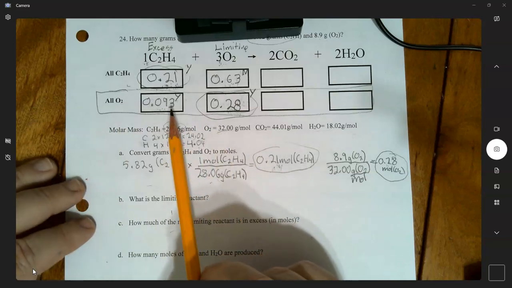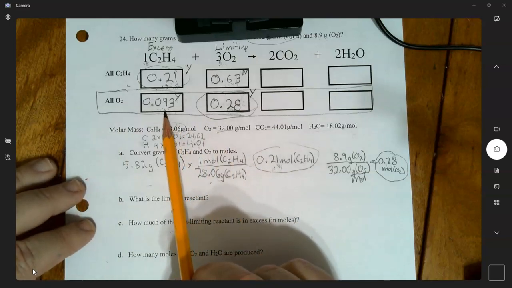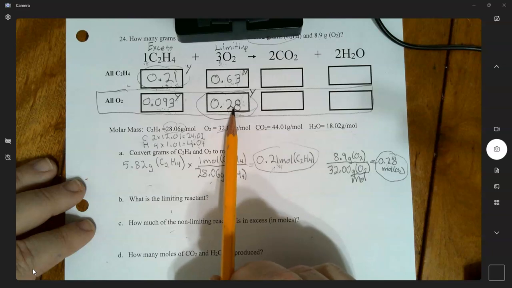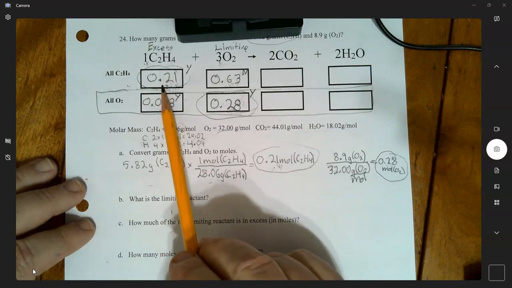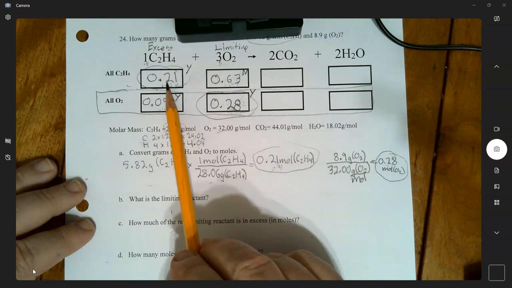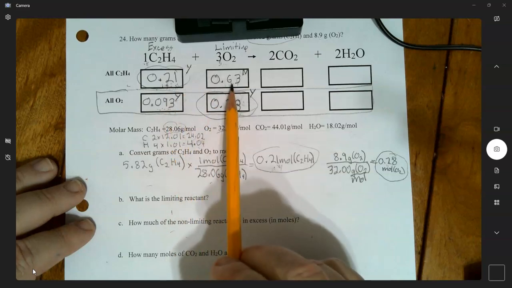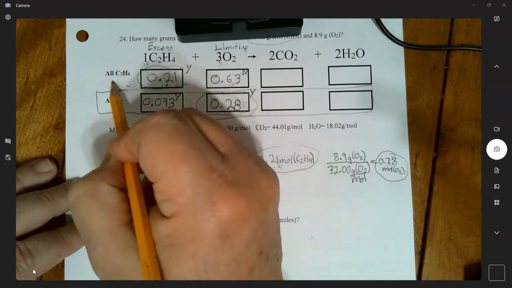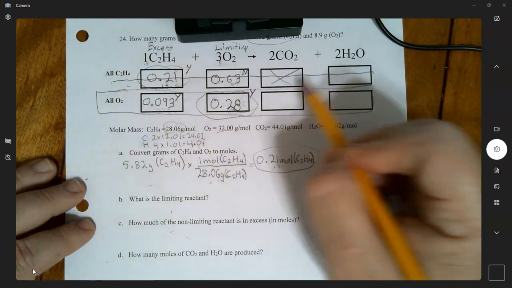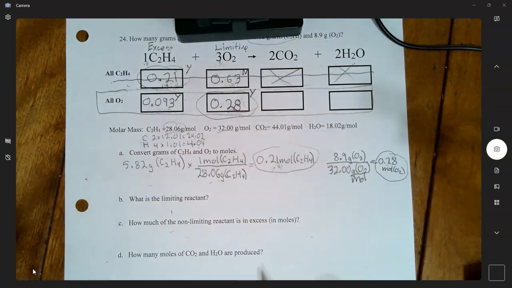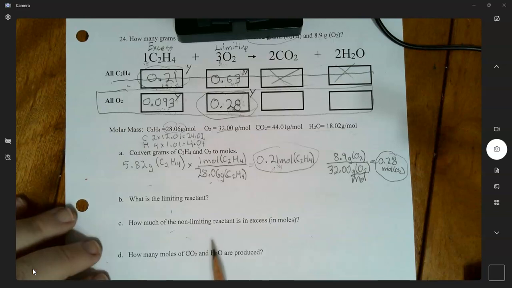We can use up all of the O2, and we won't have used up all of the C2H4, so we won't run out of C2H4. This one does not run. If we try to combust all of the C2H4, we're going to run out of O2 because we don't have that much. So I'm going to put a line through that one. So you do not need to enter anything in these boxes. This top reaction is irrelevant. So that's what you're going to write.